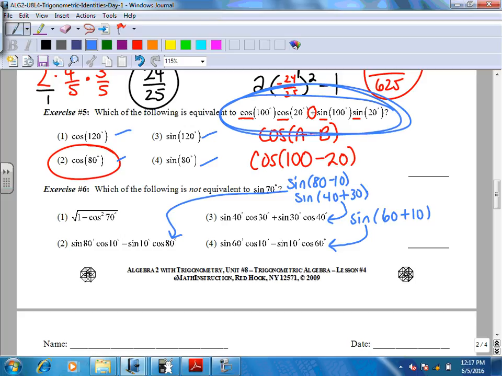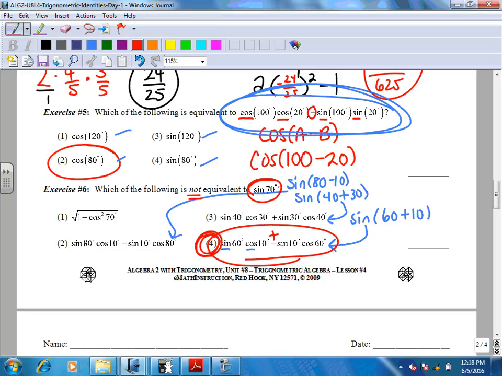We also could write sine 70 as sine of 60 plus 10, which wouldn't look like choice 4, because sine of 60 plus 10 would go sine 60 cosine 10 plus sine 10 cosine 60. So there's our error right there. Choice 4 is going to be the one that is not equivalent. But again, if you plugged this in the calculator, you would get 2 completely different answers. Okay?